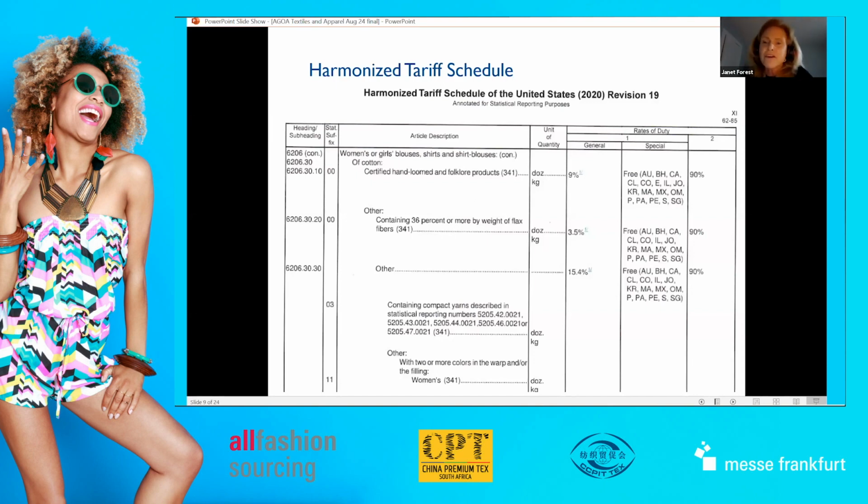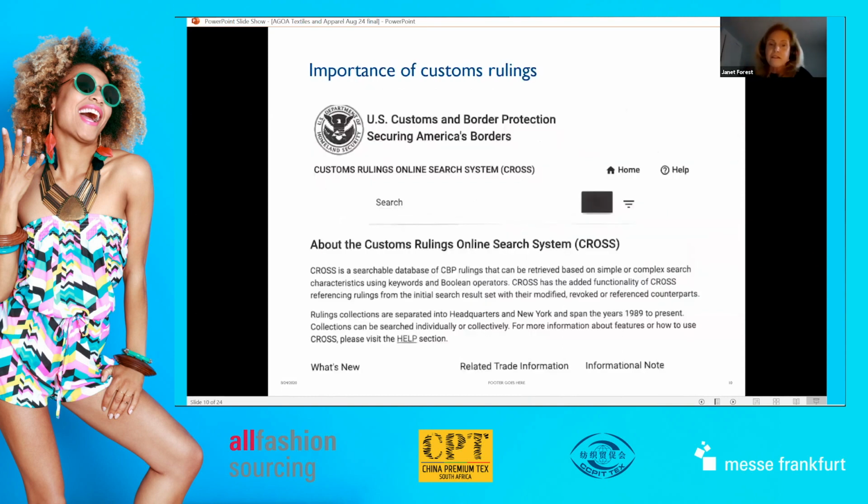Some products that are non-textiles will have a capital D in this special column, but that is not used for textiles and wearing apparel. This is an example of how you get into the customs ruling system. And you go to the search box and you can put in a name of a product. You can put in a tariff number that you think might be the right one. And you'll get a list of rulings discussing all of those.